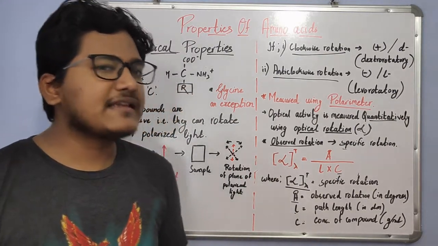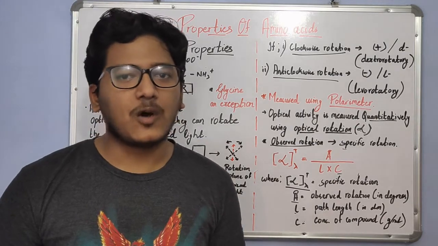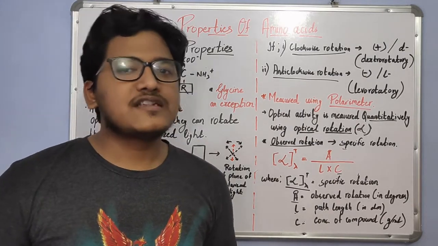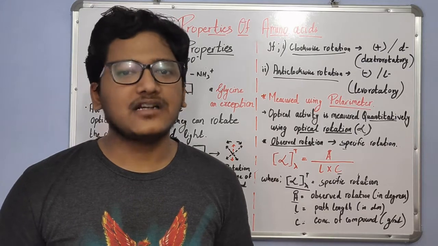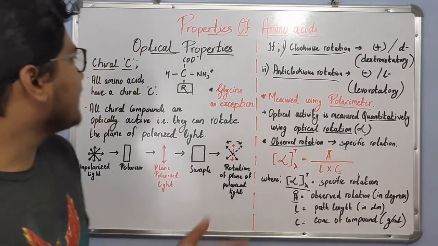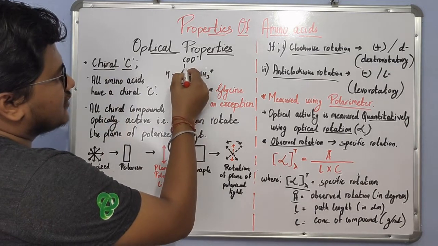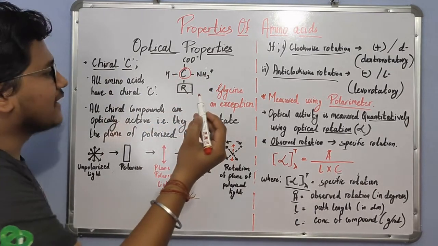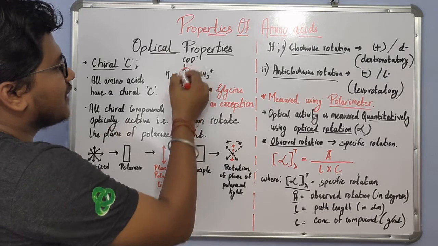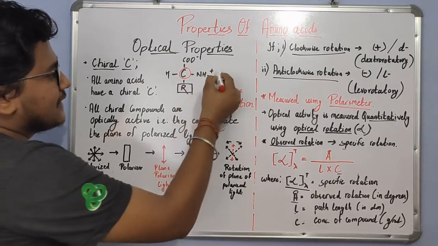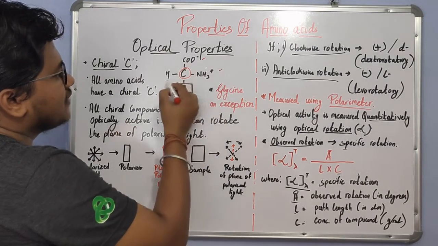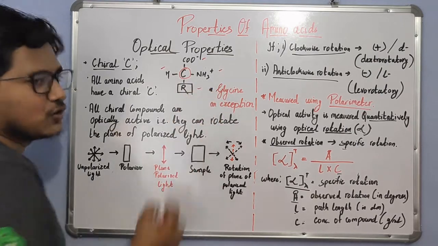Basically, optical properties are shown by the compounds which are optically active or which have a chiral center or chiral compound. Now, in case of amino acids, we can see from the general structure of the amino acid that the central carbon is surrounded by four different groups, that is an amino group, a carboxyl group, a H atom and an R group.